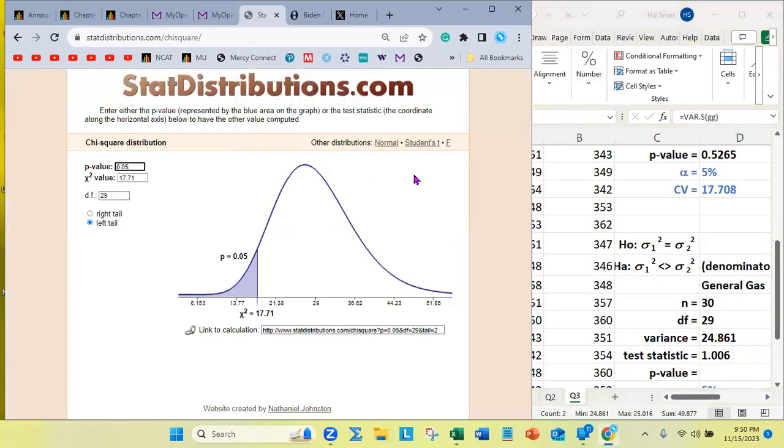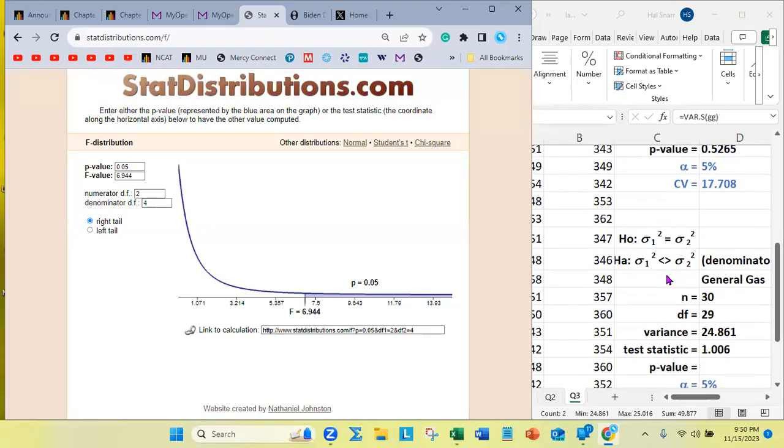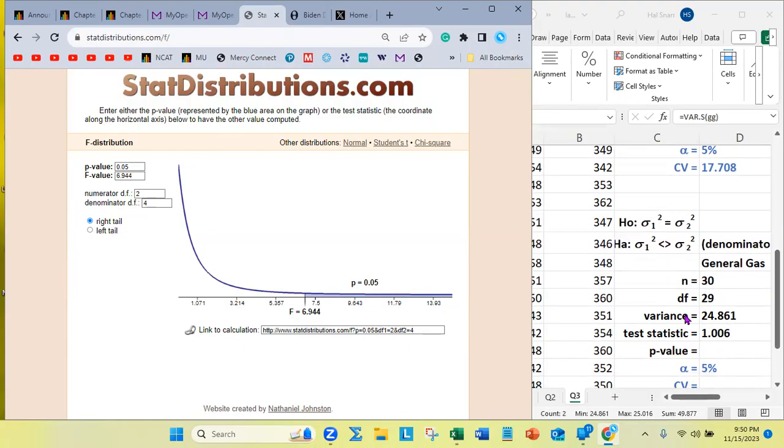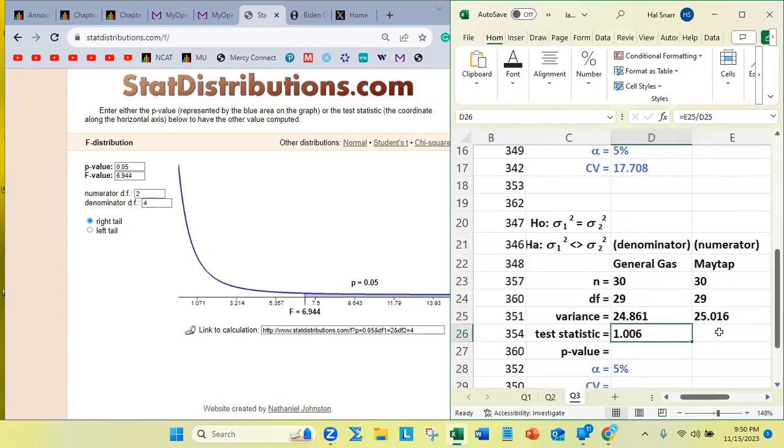I'm going to click on the F distribution right here. So the last one is the F distribution, right? Okay, now this is a two-tailed test. The problem with the F distribution in stats distribution is it only gives you a right tail or a left tail, okay? Now, because we put the bigger variance in the numerator, right?